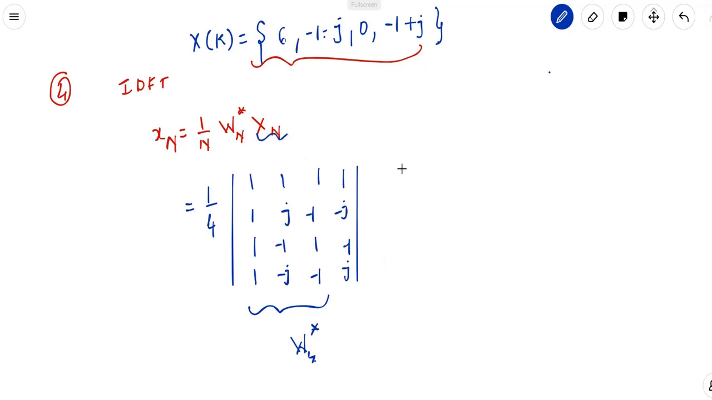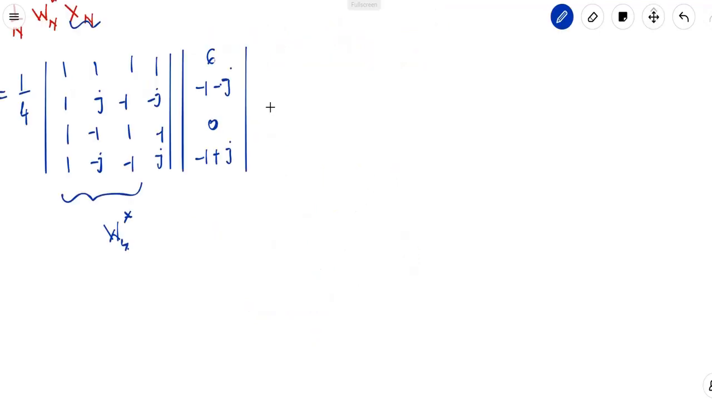So what are these values? These values are given as 6, minus 1 minus j, 0, and the last value is minus 1 plus j, minus 1 minus j. Okay, so we will do the calculations now. It is 1 by 4.